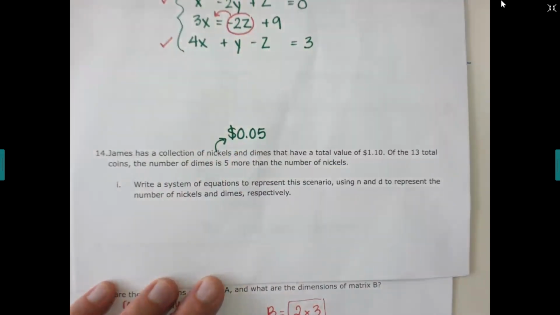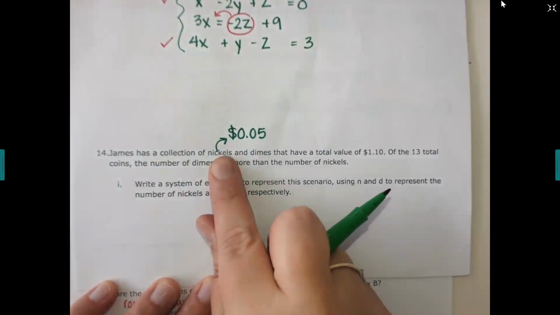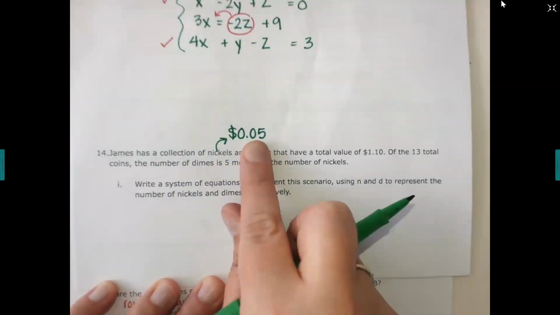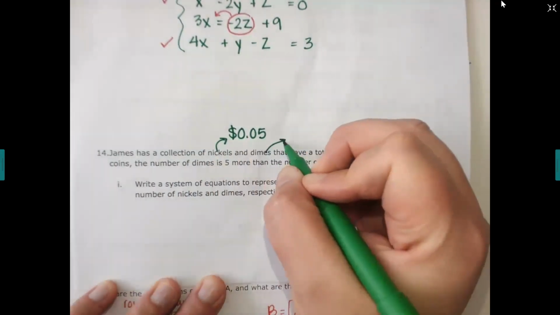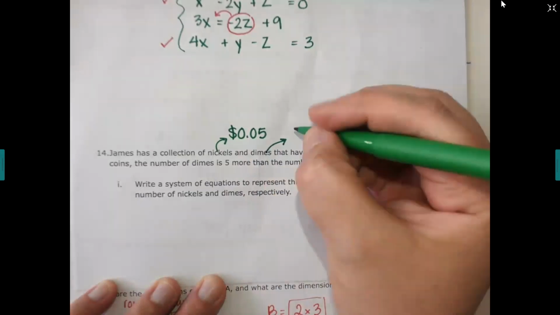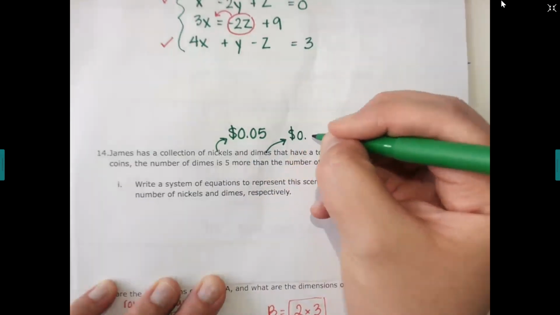Okay, and on your test, if you forget, it's fine. My other class, they didn't know how much a nickel was. So a nickel is 5 cents. What about a dime? 10 cents, thank you. So then it should be 0.10.